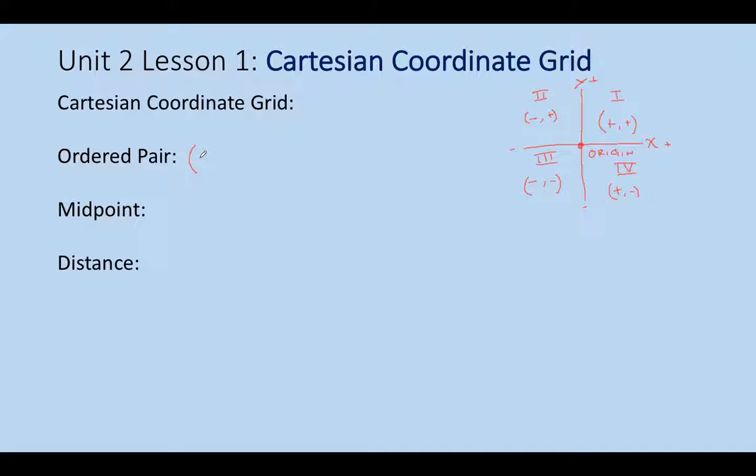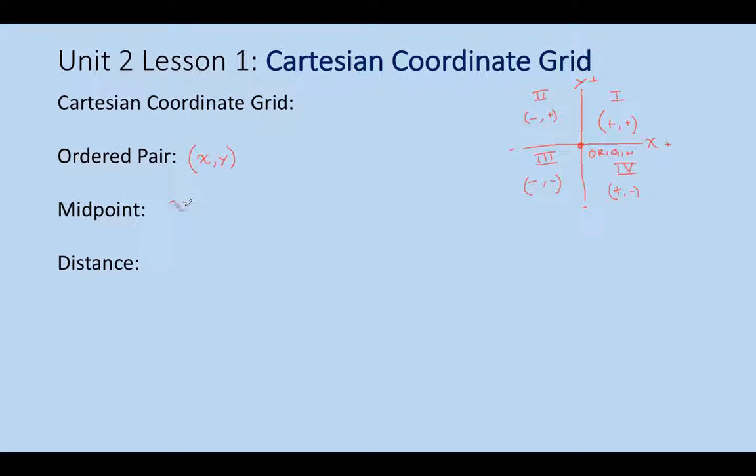The Cartesian coordinate grid is made up of something called ordered pairs. You can even see here I had to cheat when I was describing the positive and the negative aspect. I'd say the x value first, then the y value. And so I can describe any location on the Cartesian coordinate grid using an ordered pair. Now, one of the things we'll be doing here is, between two ordered pairs, there's going to be a midpoint. And there is a midpoint formula.